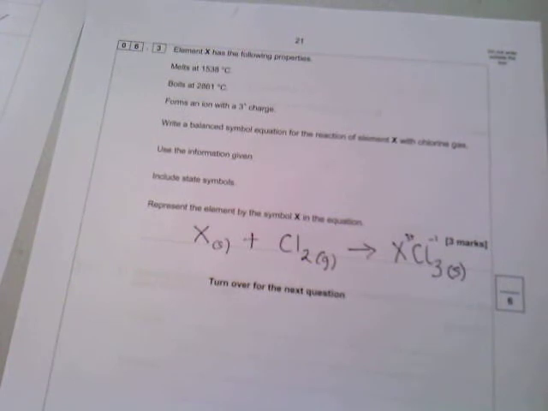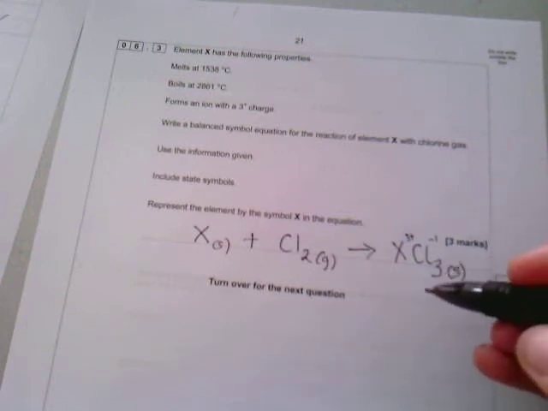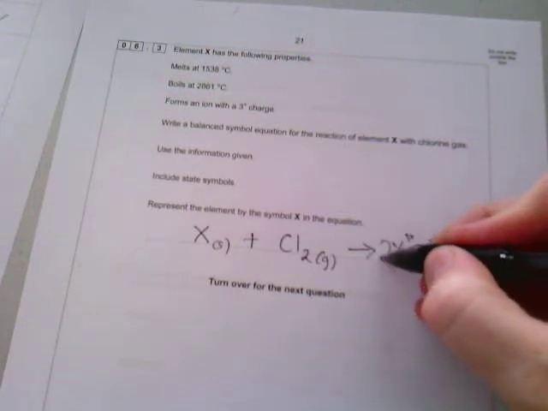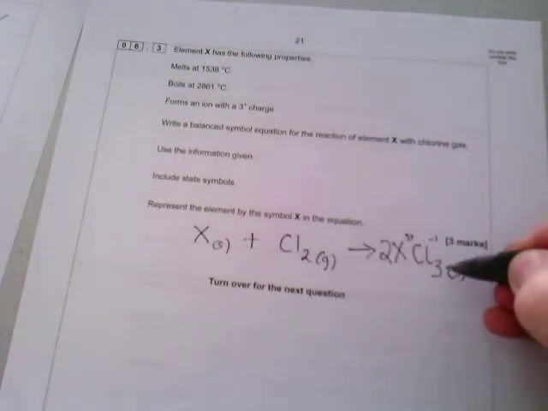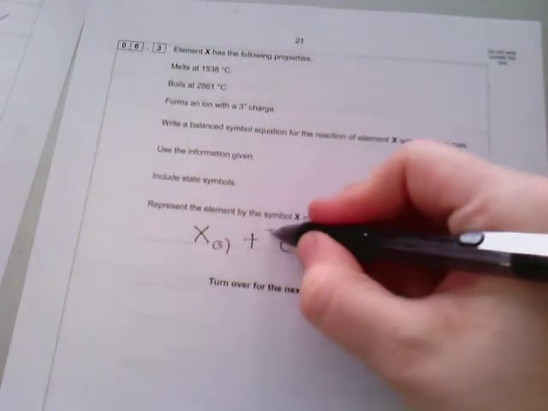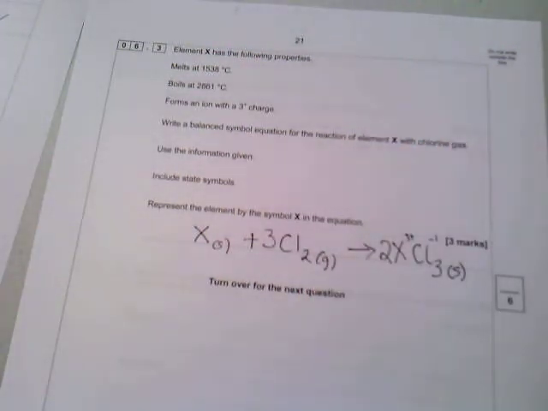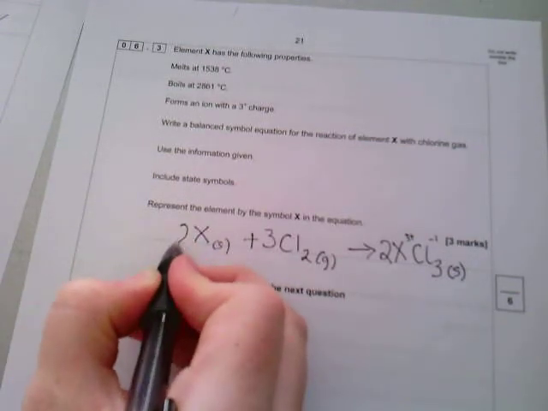I've got 3 chlorine on this side, 2 on that side. So I'm going to need to make sure they're balanced. So I'm going to put a 2 here. 2 times 3 is 6. So I'm going to need to put a 3 here to get me 6 chlorine on that side. I now have 2 of the mystery element X, so I need to put a 2 here. And that would be your 3 marks.